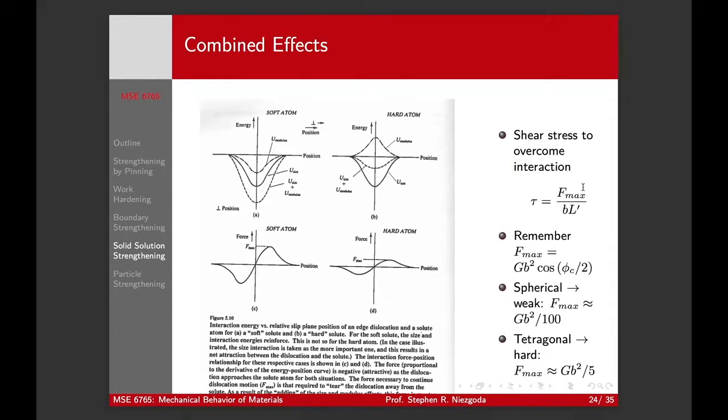So the shear stress to overcome the interaction, all right, tau is this max force divided by the Burgers vector and L prime, the effective spacing, not equilibrium spacing. All right, and so the max force is going to be Gb squared times this critical angle as we bow around it. For weak obstacles, this is going to be on the order of Gb squared by 100. For hard obstacles, it's Gb squared by 5. So basically, we end up with a factor of 20 difference between spherical, which is what we just talked about, and tetragonal.